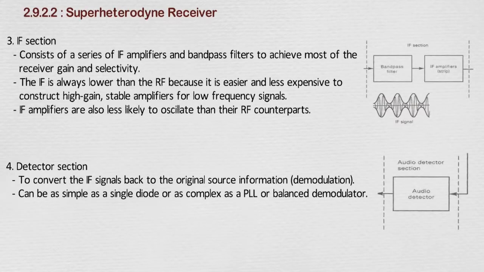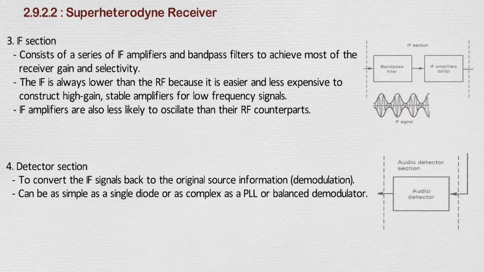Third, the IF section consists of a series of IF amplifiers and bandpass filters to achieve most of the receiver gain and selectivity. The IF is always lower than the RF because it is easier and less expensive to construct high-gain, stable amplifiers for low-frequency signals. IF amplifiers are also less likely to oscillate than their RF counterparts.